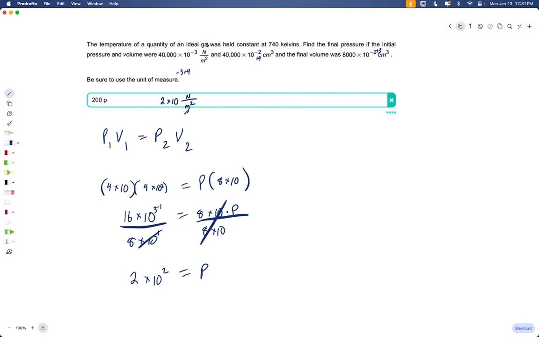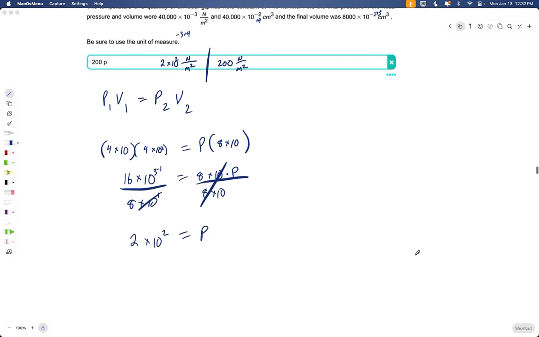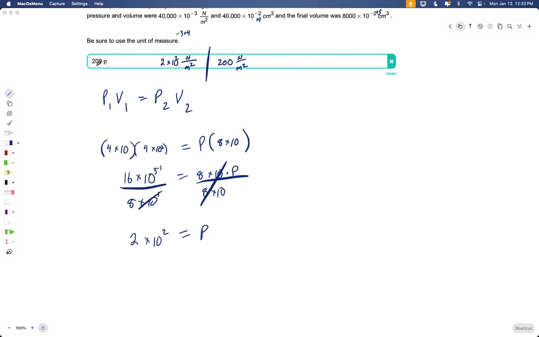That's why you're not getting it. I'm not sure if I also did 200, it should be squared, 200 newtons per meter squared. I will check and see which one, but both of these should be accepted as correct answers. Let me double check. Yeah, that is the issue. You got the right number. The issue is the unit of measure.